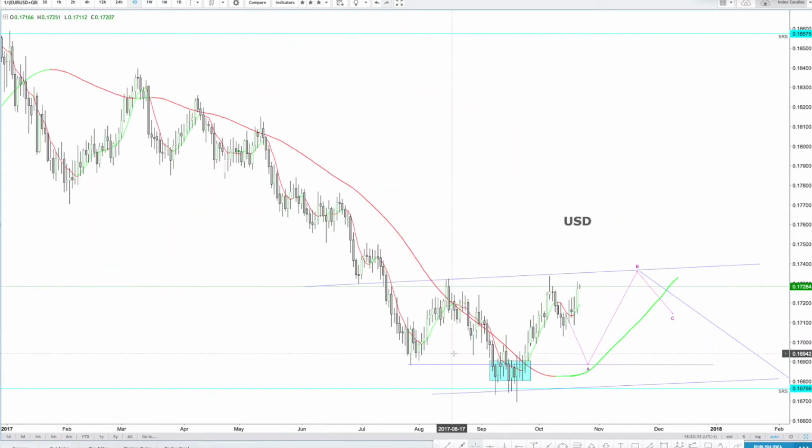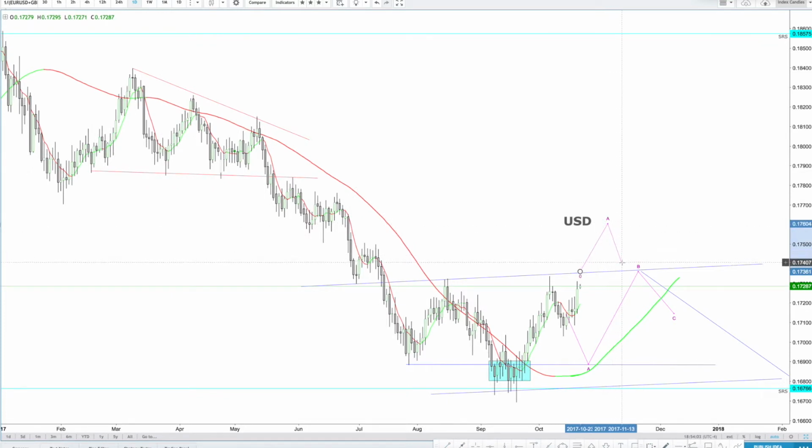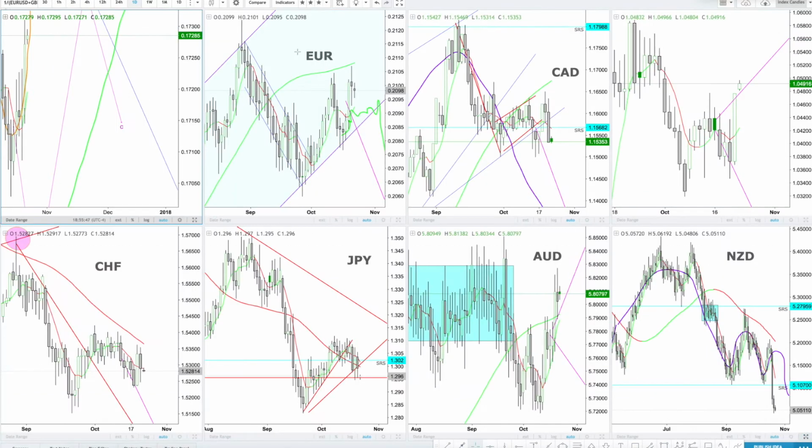USD, just head and shoulders with a cup and wedge. This for starting to turn. So I'm gonna say up. Okay. Now we're gonna look at the next pair.